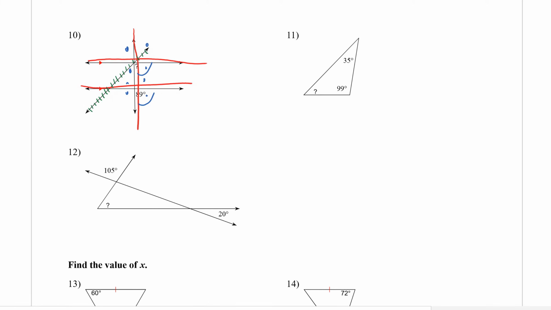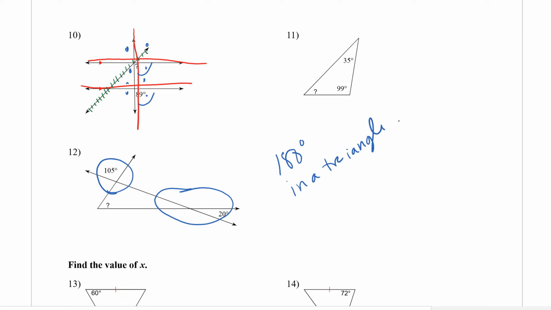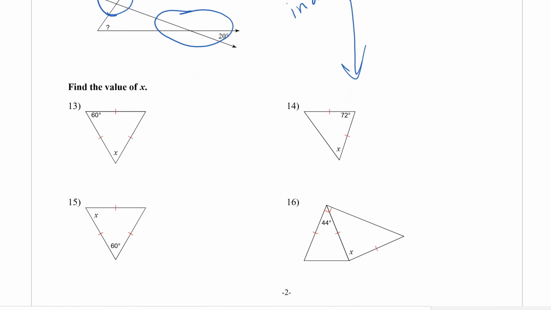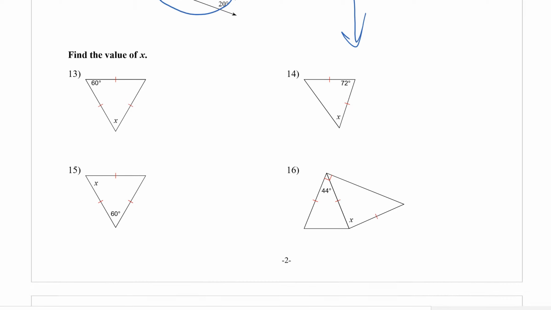Okay? For a problem like number 12, you've got vertical angles here and vertical angles here. And then how many degrees are in a triangle? Yes, there are always 180 degrees in a triangle. And then you would use that to help you with 13 through 16.